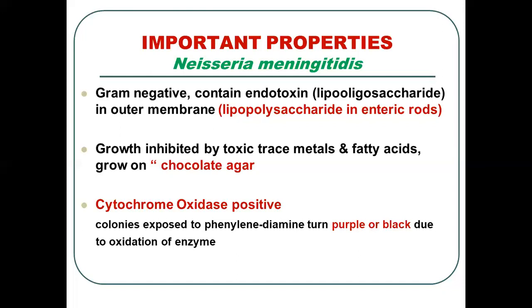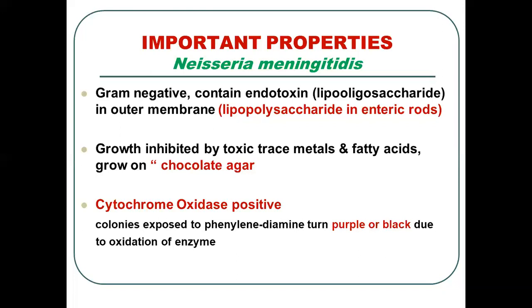Now, the growth of this microorganism is inhibited by toxic trace metals and fatty acids, which are normal components of bacterial culture media. So we cannot grow Neisseria, both Neisseria gonorrhoeae and Neisseria meningitidis, on blood agar. We have to use a special kind of media, what we call chocolate agar. And chocolate agar is made by heating the blood agar at 80 degrees centigrade.